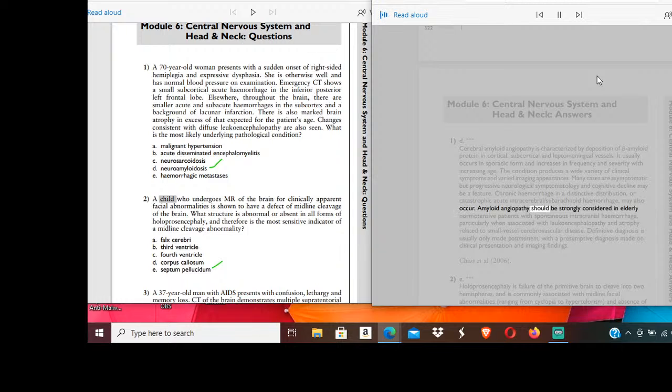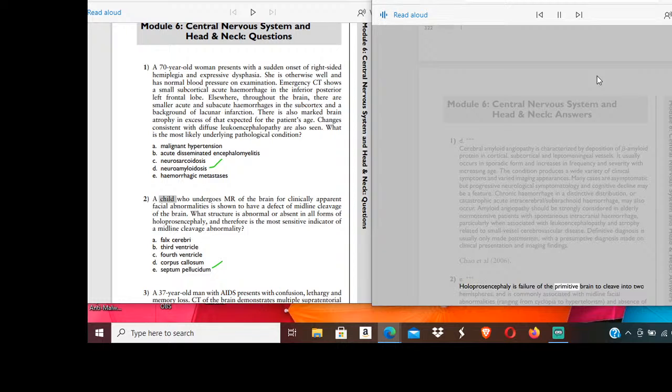Amyloid angiopathy should be strongly considered in elderly normotensive patients with spontaneous intracranial hemorrhage, particularly when associated with leukoencephalopathy and atrophy related to small vessel cerebrovascular disease. Definitive diagnosis is usually only made postmortem, with a presumptive diagnosis made on clinical presentation and imaging findings. Chow et al., 2006.